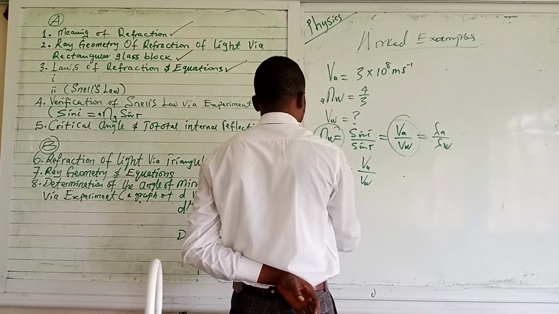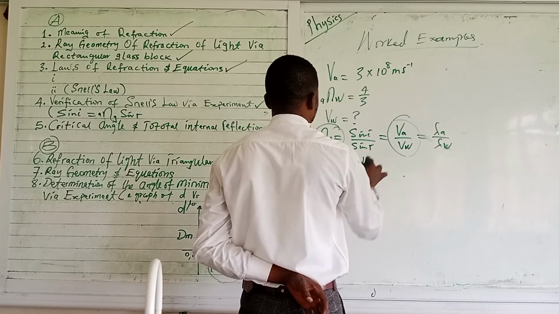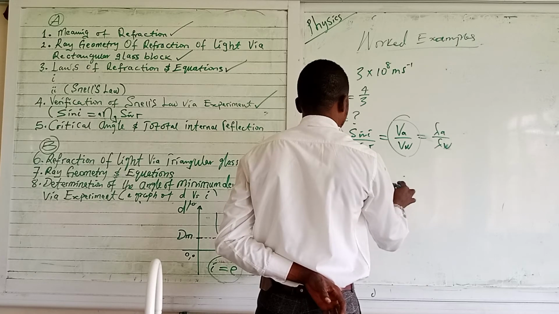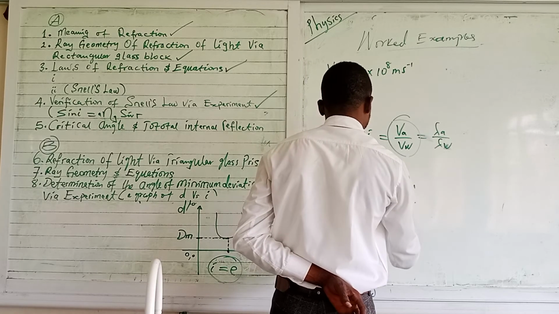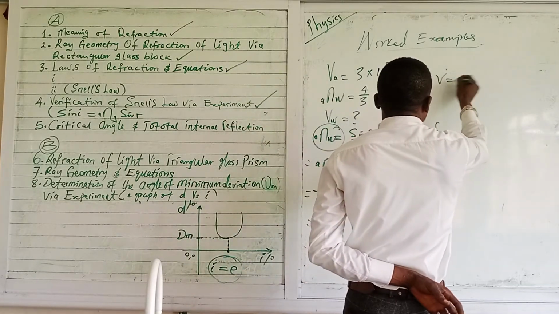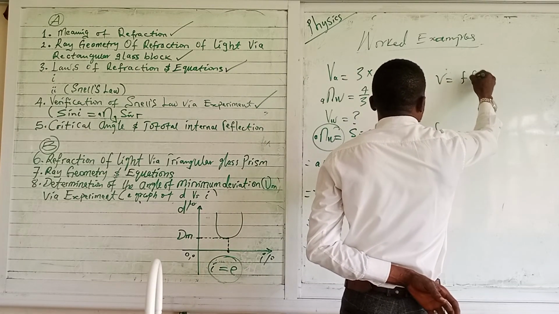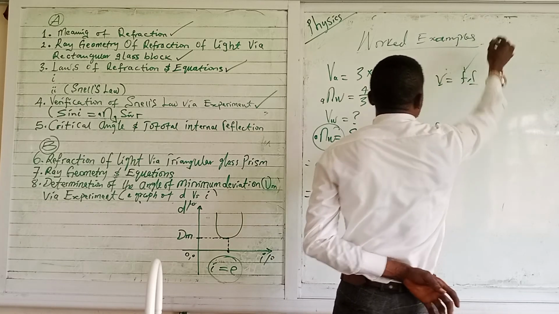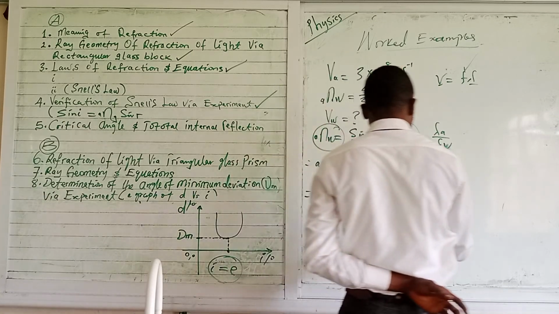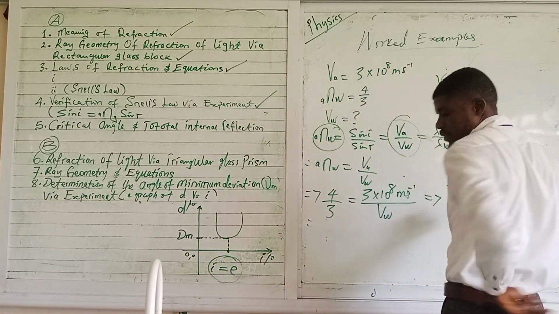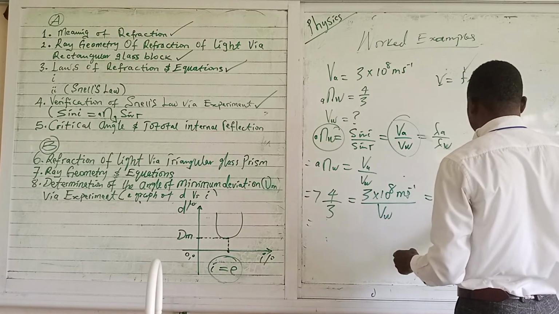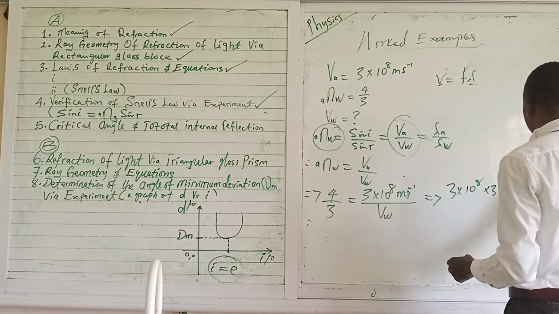So this implies that 4 over 3 is equal to 3 times 10 to the power 8 meters per second divided by VW. I told you that when they are traveling, V is equal to F lambda. The wavelength will change, but the frequency will remain constant. So the speed will definitely change. So this implies that 3 times 10 to the power 8 multiplied by 3 is equal to 4VW.